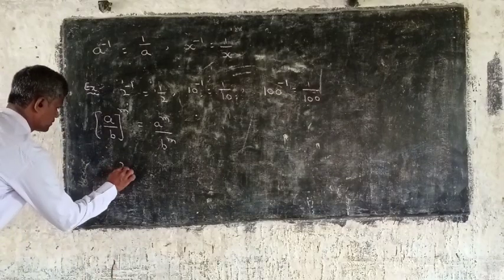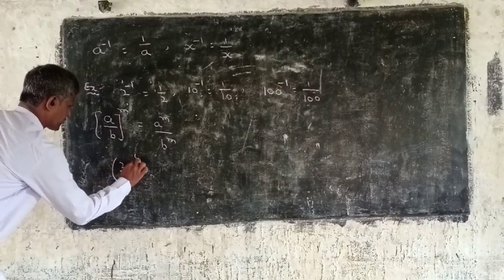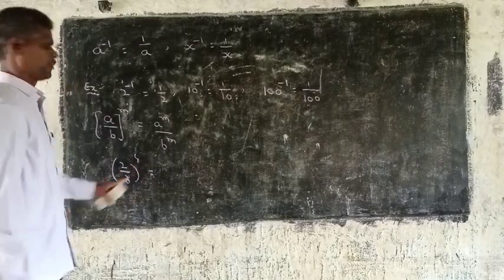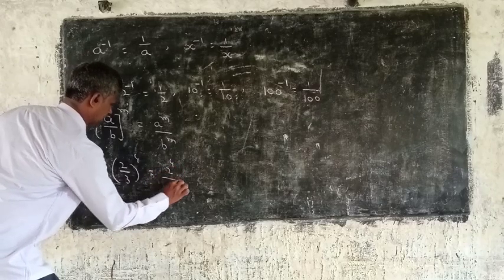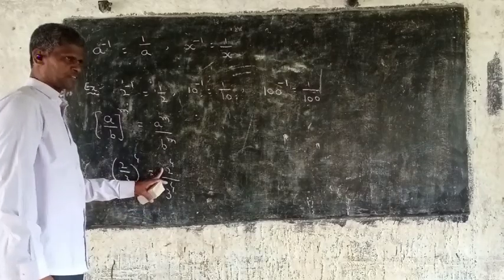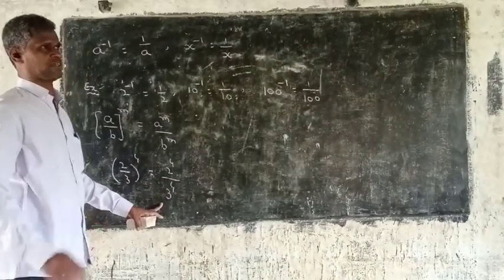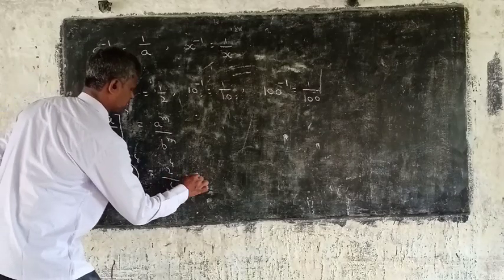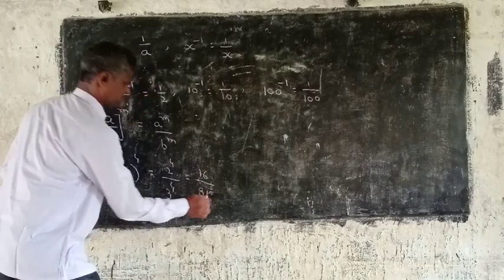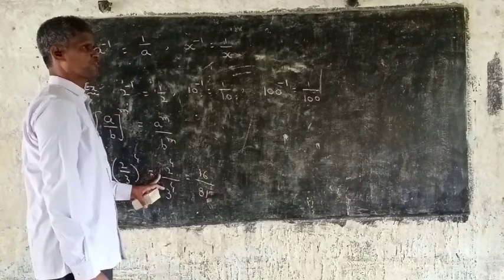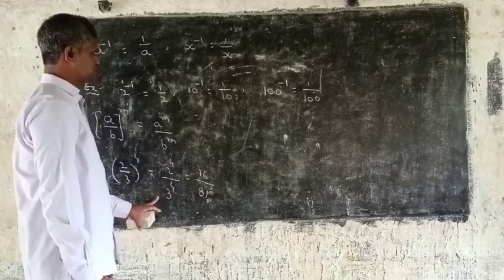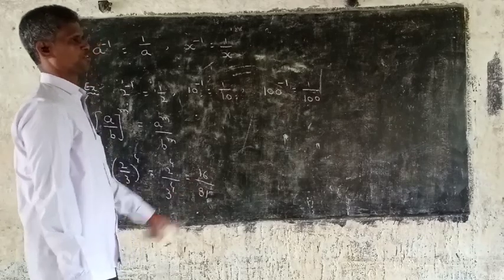Suppose example (2/3)^4, 2 belongs to 4 and also 3 belongs to 4, 2 power 4 by 3 power 4. So bases are not equal. Base of 2, base of 3, bases are not equal. 2 power 4 means 16, 3 power 4 means 81. 2 power 4 equal to 2 into 2 into 2 into 2 equal to 16. 3 power 4 equal to 3 into 3 into 3 into 3 equal to 81.